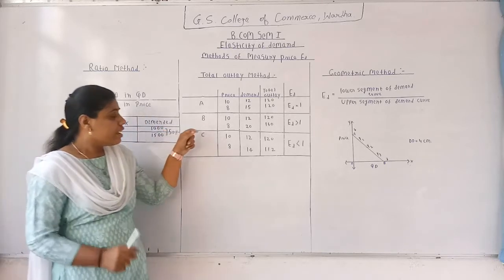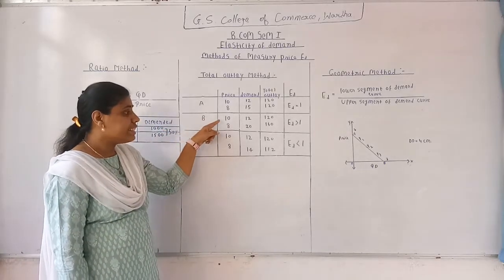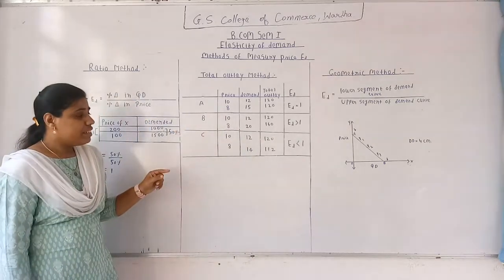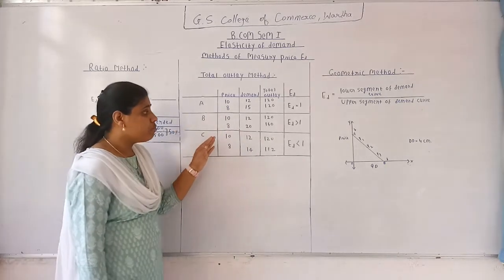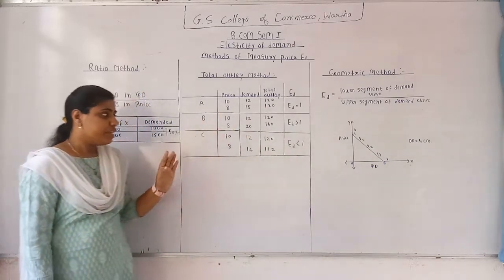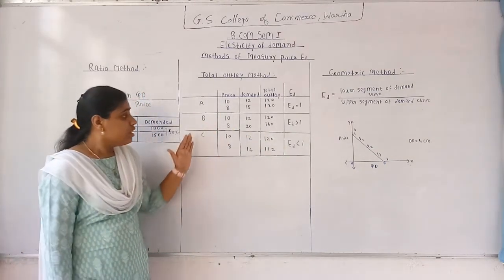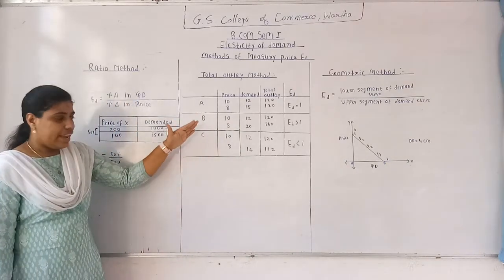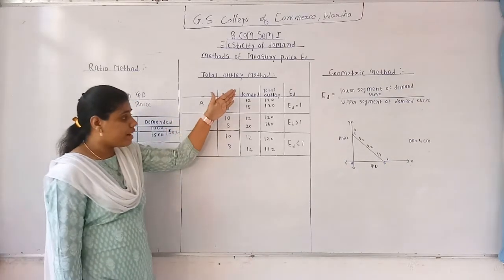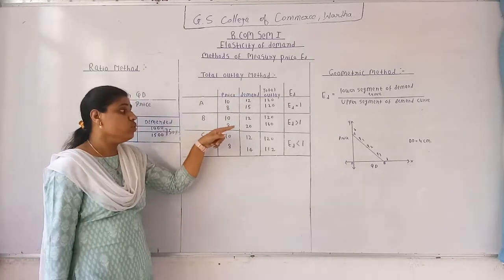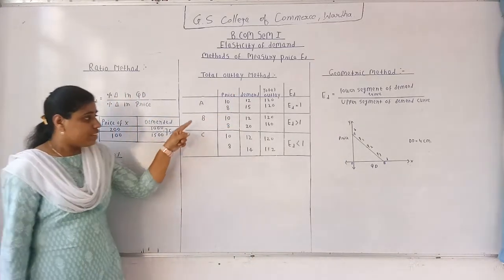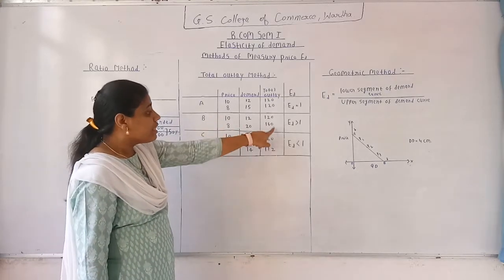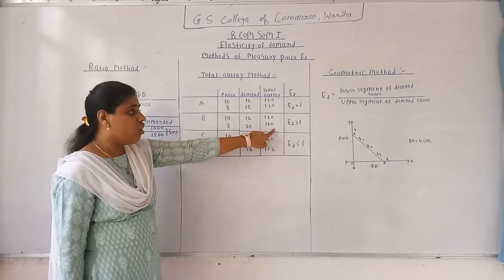B. Here the price of the commodity is again 10 and the quantity demanded is 12. So the total expenditure being made by the consumer in the market is 120, right? But now what's happening? Price is declining from 10 to 8. As price is declining, quantity demanded is increasing from 12 units to 20 units. So due to the decline in price, there is an increase in the total expenditure of the consumer.